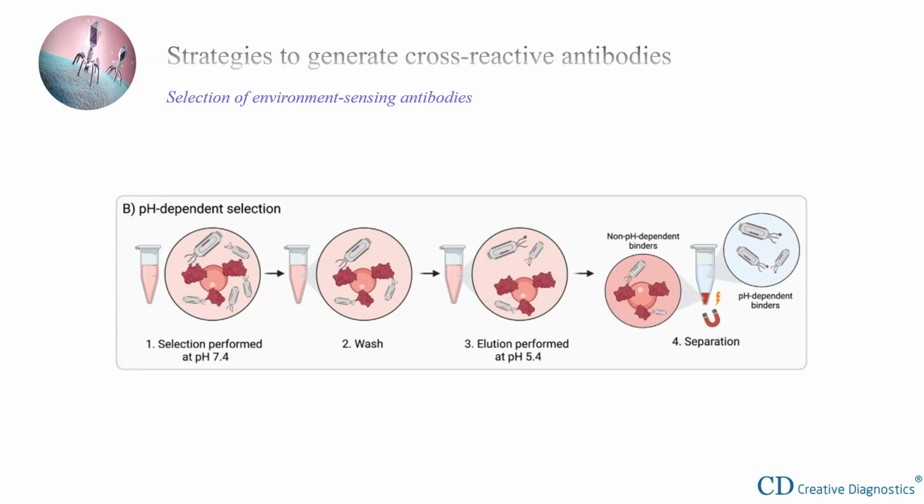To discover pH-dependent antibodies, the phage display selection protocol can be modified. Binding is allowed at neutral pH, then pH-dependent binders are eluted by lowering the pH to 5.4. To improve the chances of finding pH-dependent binders, libraries enriched in histidines can be used, which will be described in more detail below.